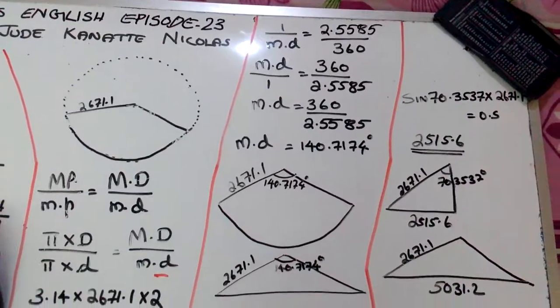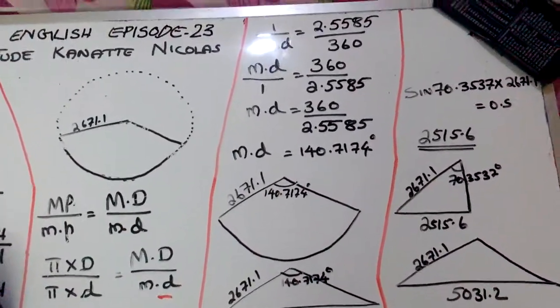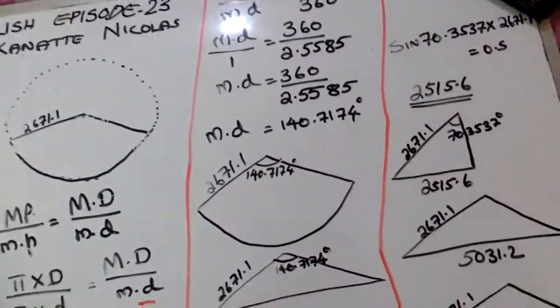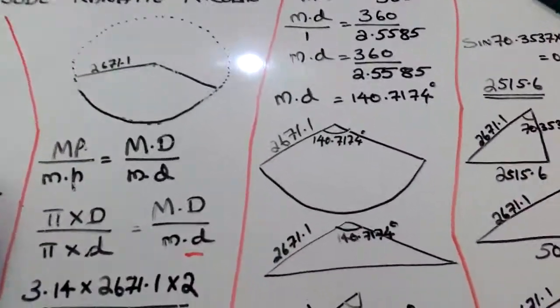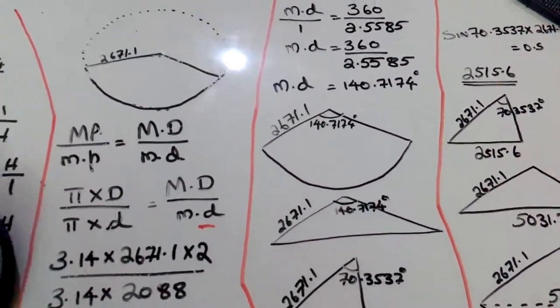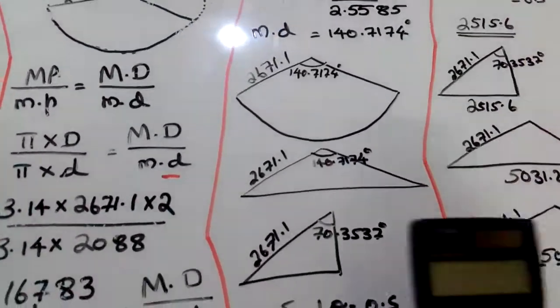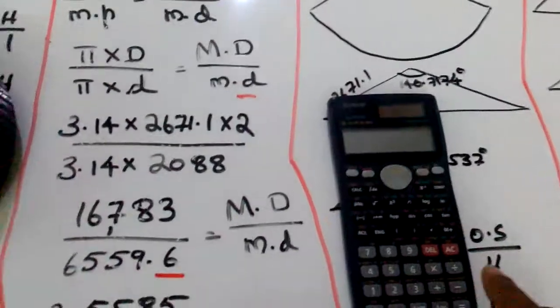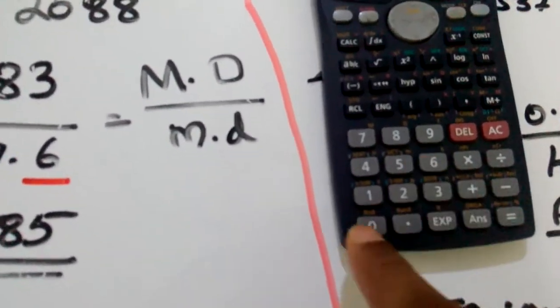What is 360 divided by 2.5585? Just take your calculator and find out 360 divided by 2.5585. It will be 140.7174.